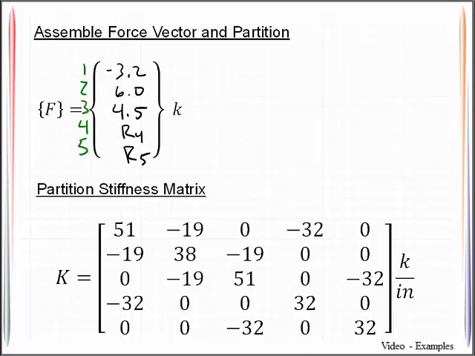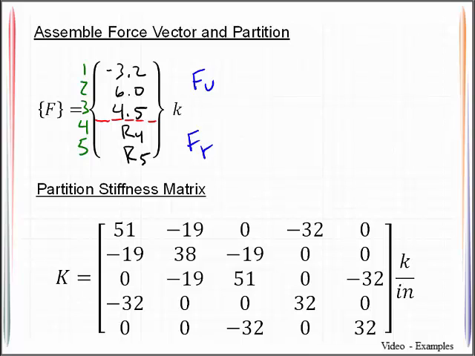Now what we want to do is partition this vector according to the unrestrained degrees of freedom versus the restrained. So once again, the unrestrained degrees of freedom are degrees of freedom 1, 2, 3, and the restrained are degrees of freedom 4 and 5. The way we have traditionally labeled this is for the unrestrained degrees of freedom, we would call it F sub U, and for the restrained, we would call it F sub R.